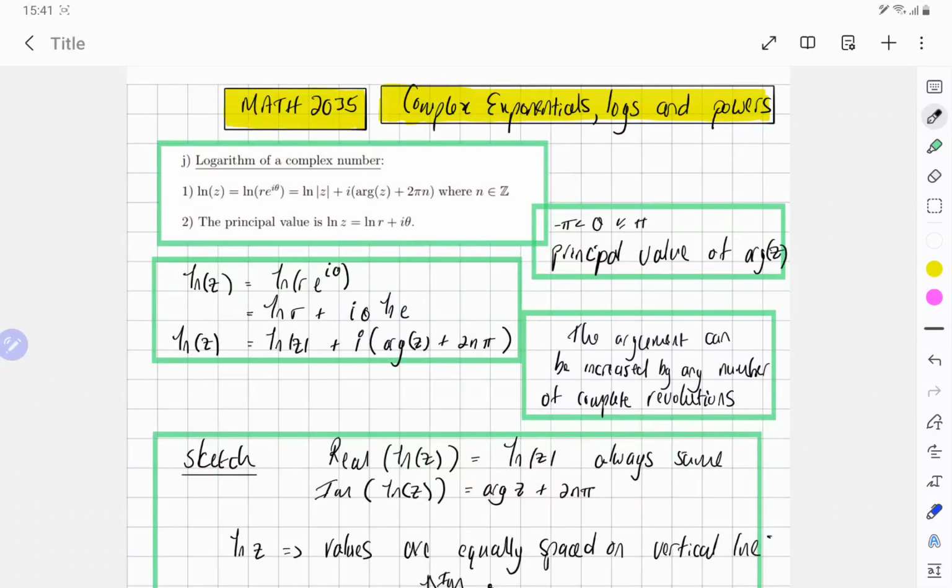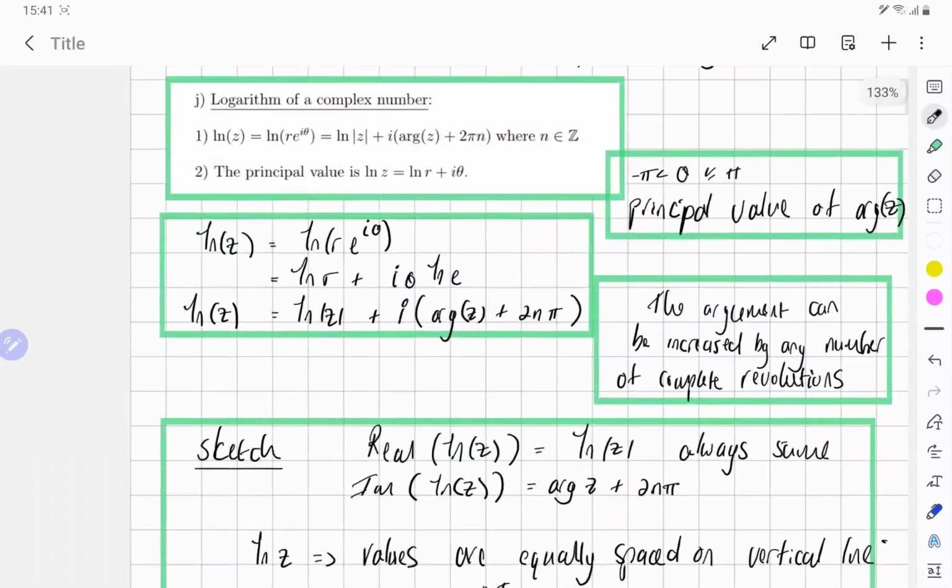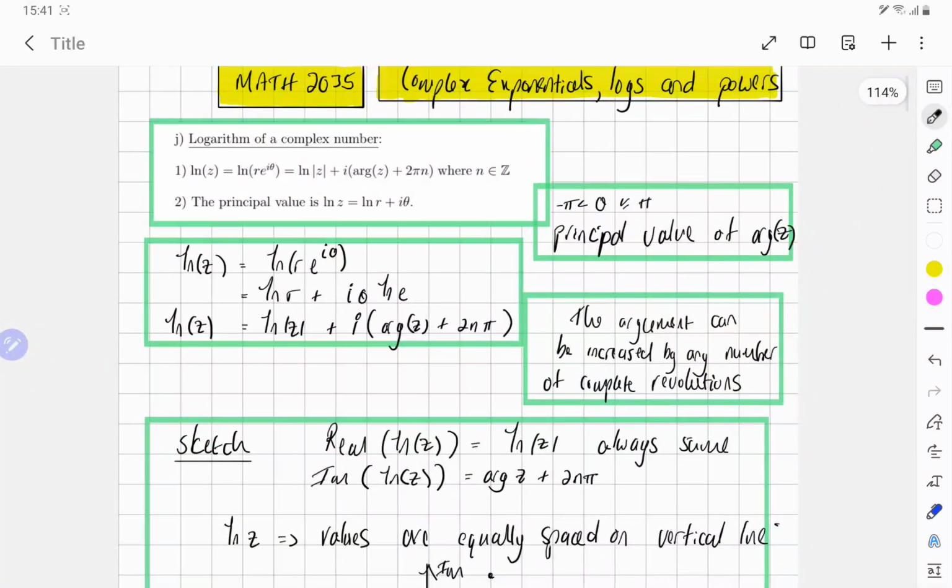So we are doing complex exponentials, complex logs, and complex powers. The first thing that we need to know is that we can actually do the ln of a complex number. The ln of a complex number.